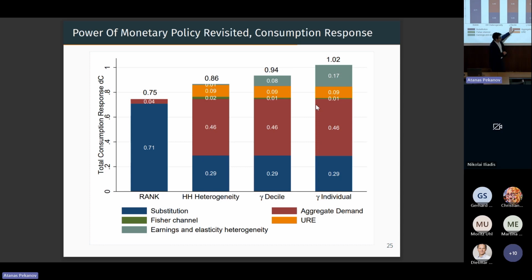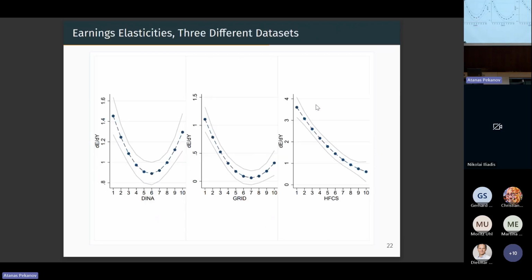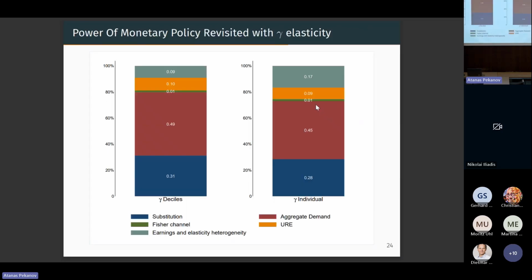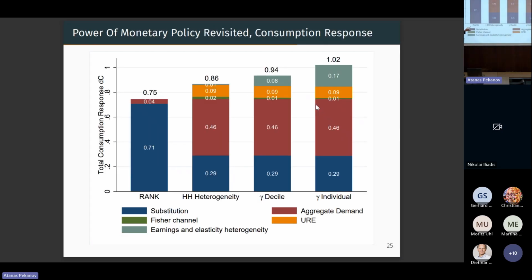Then we expanded with earnings elasticity by decile. So now, as I showed you, each decile responds differently to this aggregate income change. This increases the total consumption response to 0.94. And then finally, when each single household responds differently to aggregate GDP changes, this increases even further to 1.02. This is an increase between representative agent model and household heterogeneity models of between 14% and 37%.